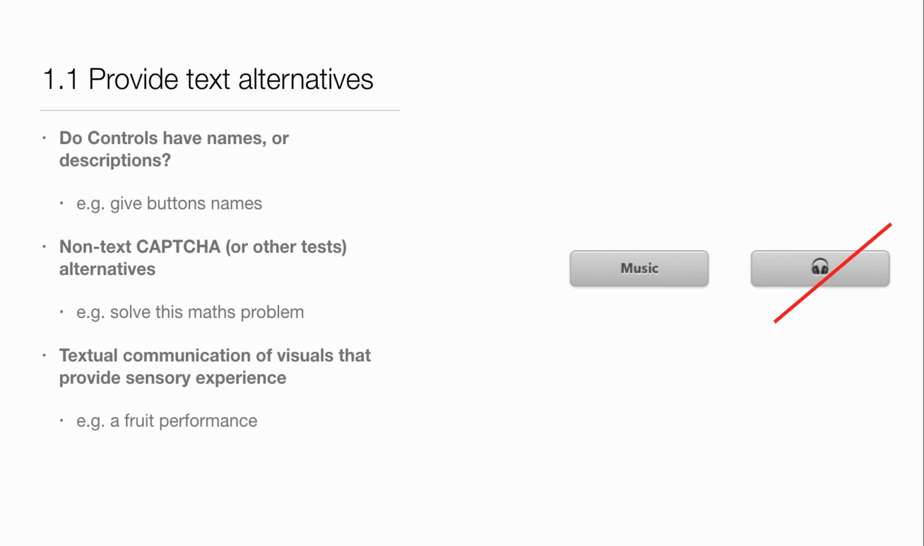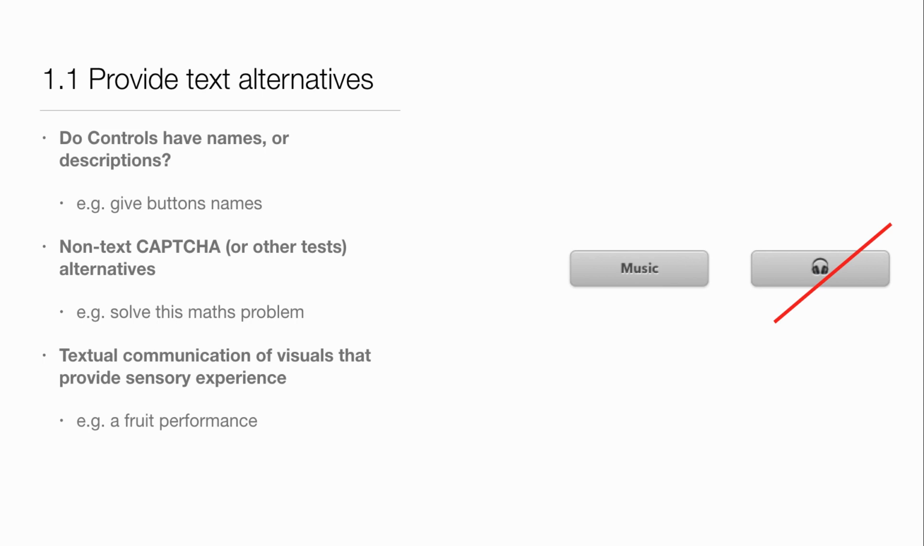Captchas, we see these all over the place, so click the number of crossroads before you can go and enter this website or sign up. That's great, but not if you're visually impaired or have a problem using a mouse to select an image. So saying solve a maths problem or doing something else is an alternative way to that, or typing in what the captcha says.